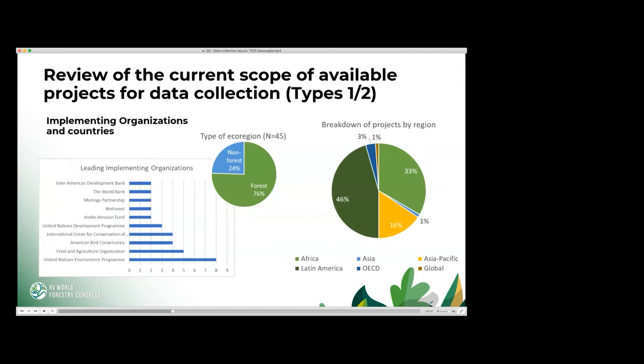Here you can see more details on the projects that have been reviewed. They are mostly implemented by UN agencies, and we focused, of course, on forest ecosystems and forest landscapes. We identified mostly projects in Latin America and Africa, but we are trying also to identify projects and case studies in the Asia-Pacific regions in collaboration with IUCN, for example.